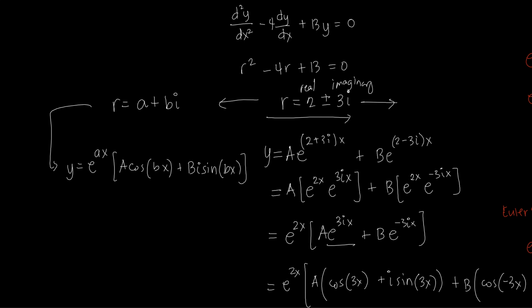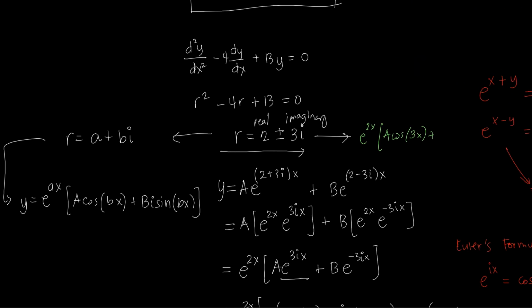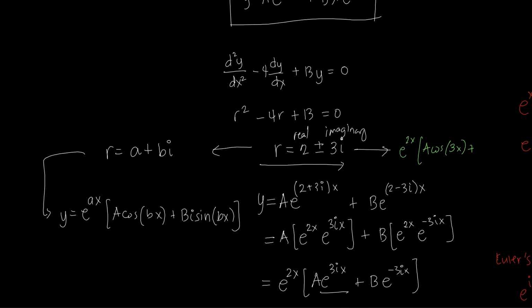So if it is like that, you can already see that the solution would be e raised to the power of 2x, a cosine of 3x plus b sine of 3x. Okay, that is how it is. You can see it now.